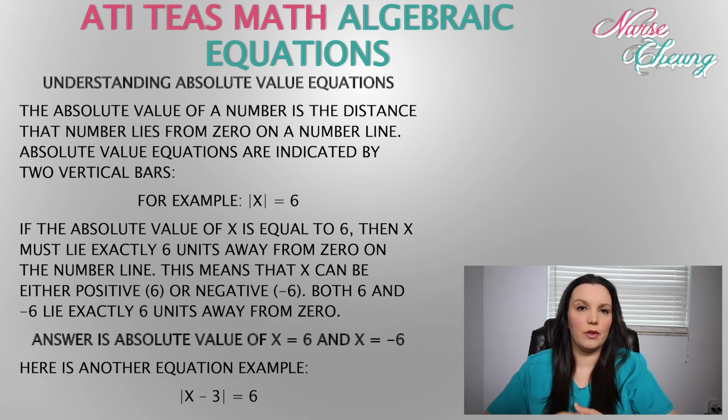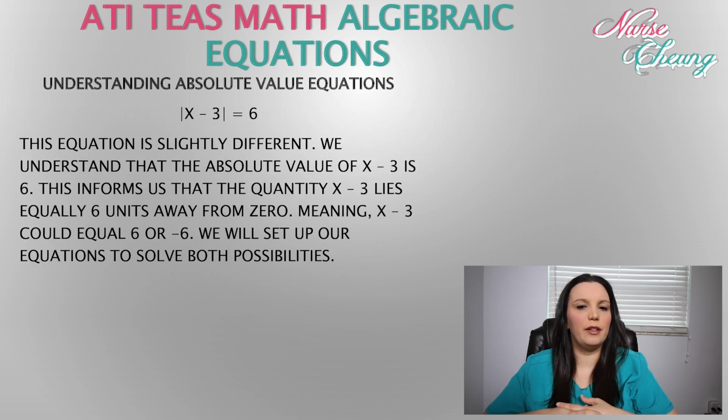Well, let's take a look at another equation. Absolute value of x minus 3 is equal to 6. This equation is slightly different and a little bit more difficult. We understand that the absolute value of x minus 3 is 6. This informs us that the quantity x minus 3 lies equally 6 units away from 0, meaning that x minus 3 could equally be 6 or negative 6. We'll set up the equation for both to solve for the answer.